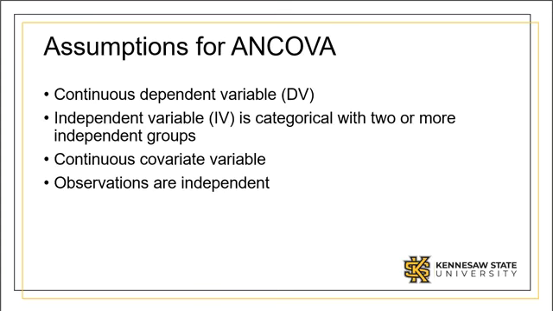There are numerous assumptions that must be met when running ANCOVA. Unlike other parametric tests, ANCOVA does not have a non-parametric equivalent. The first four assumptions are grounded in the study design. First, we must have a continuous dependent variable. Second, the independent variable is categorical with two or more independent groups. Third, the covariate variable is continuous. And finally, independence of observations must be assured.